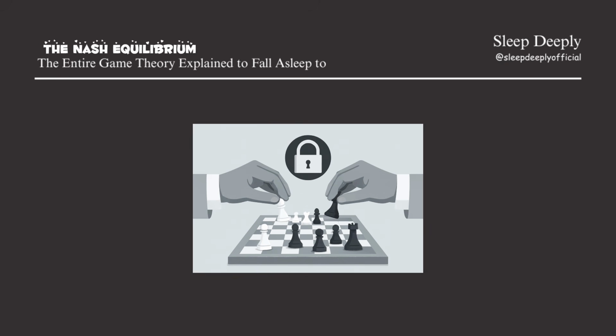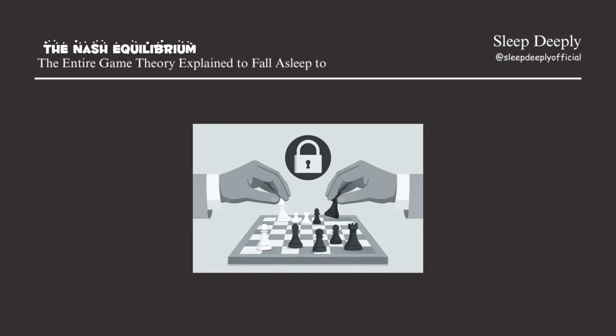That's the Nash Equilibrium: a point where every player's choice is the best response to everyone else's choices. At this point, no one gains by changing their strategy alone. Take a simple example. Two coffee shops on the same street deciding between high or low prices.